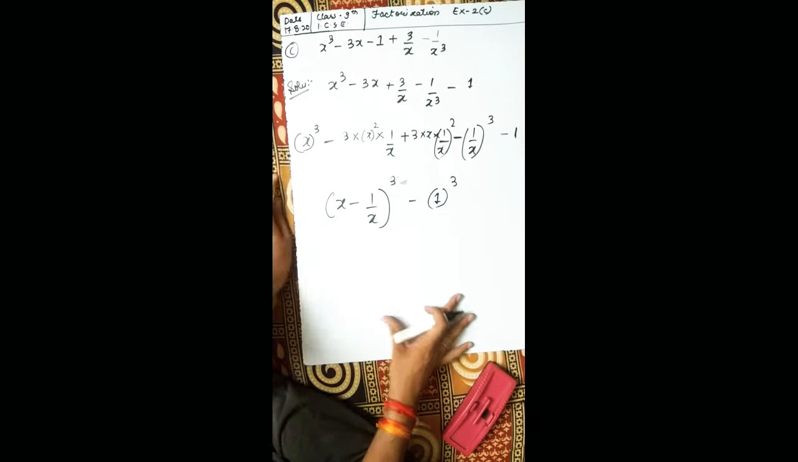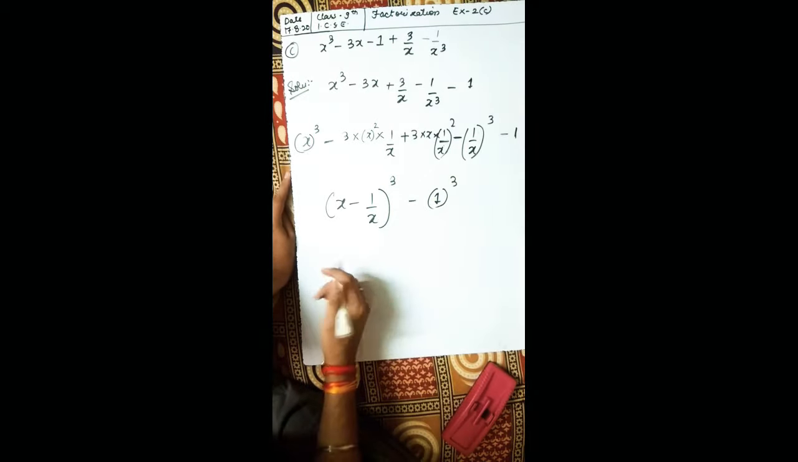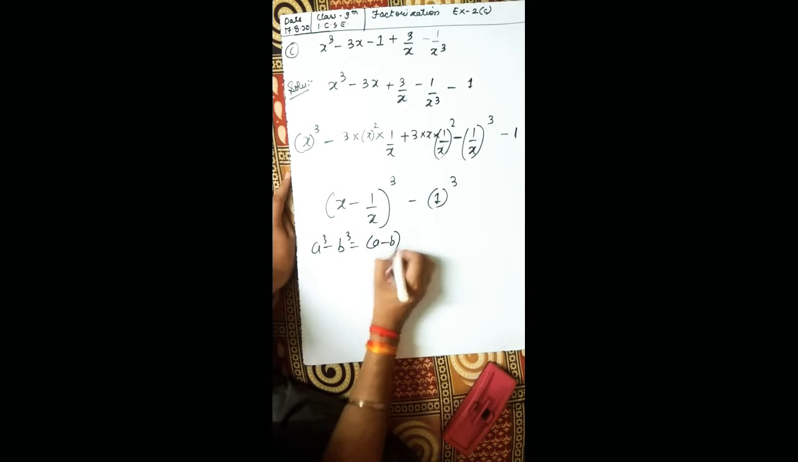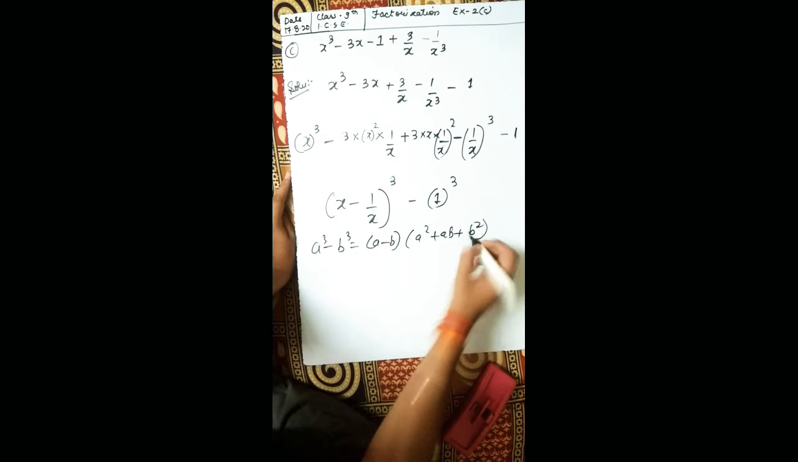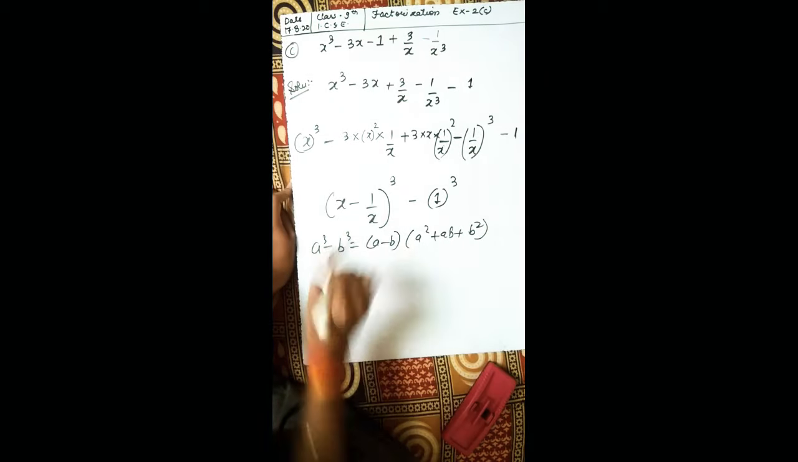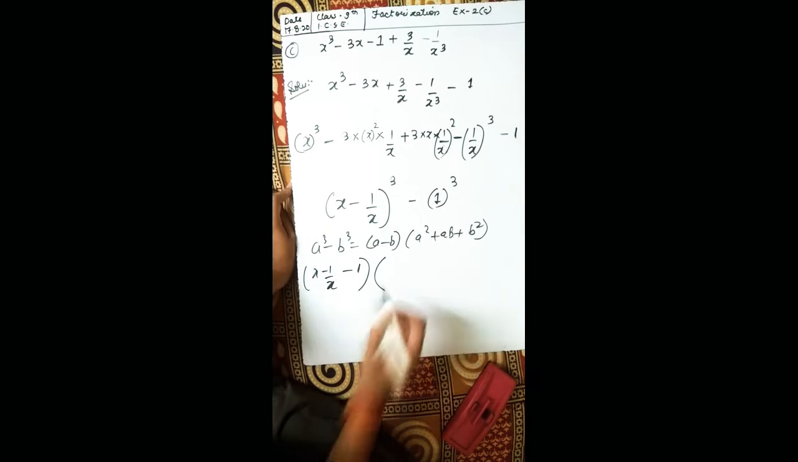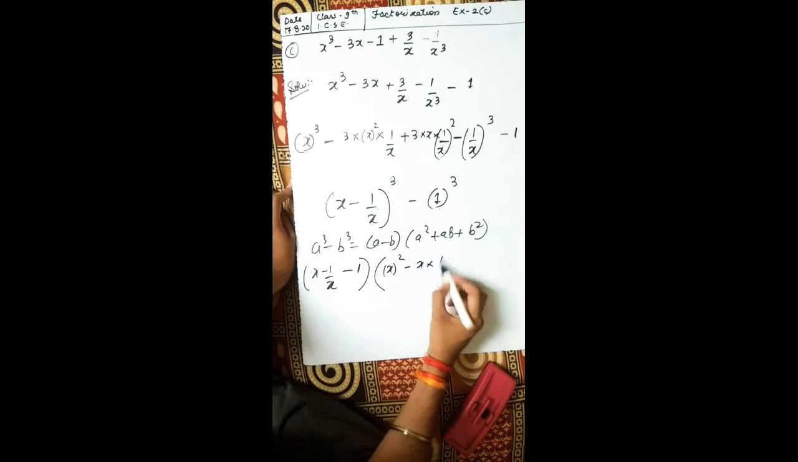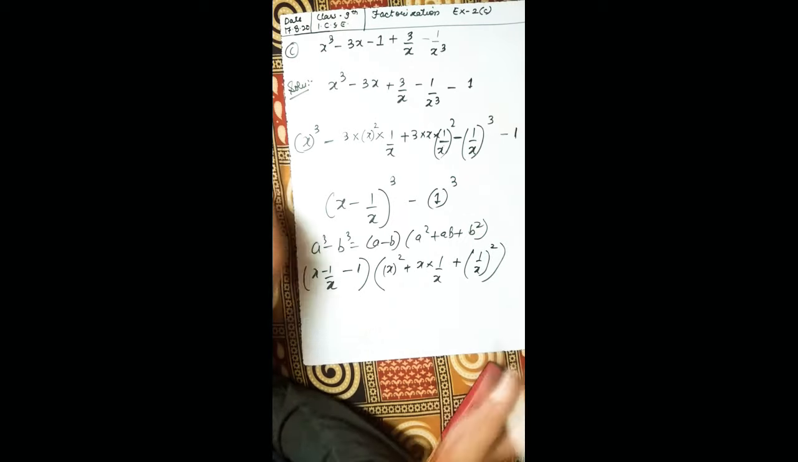Alright, now a cube minus b cube. So what is the a cube minus b cube identity? A cube minus b cube is a minus b bracket a square plus ab plus b square. This is the identity. So a minus b bracket a square plus ab plus b square.